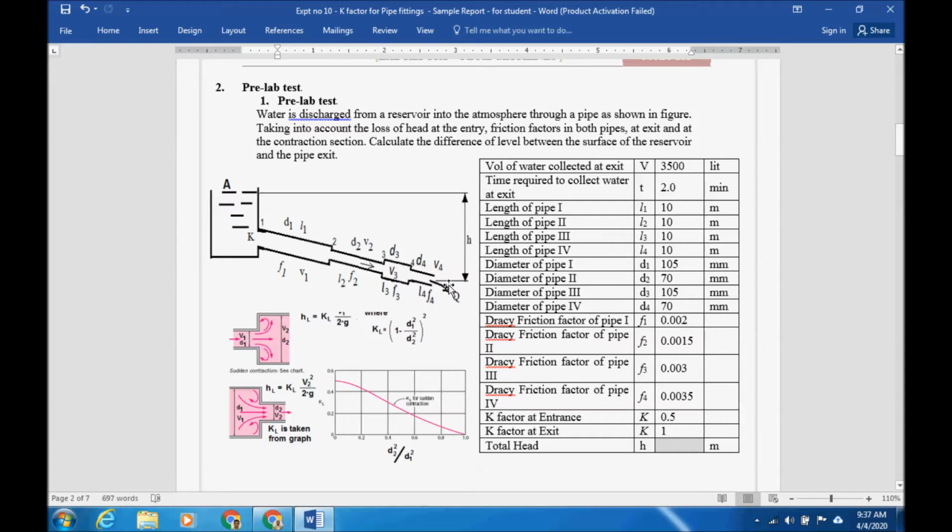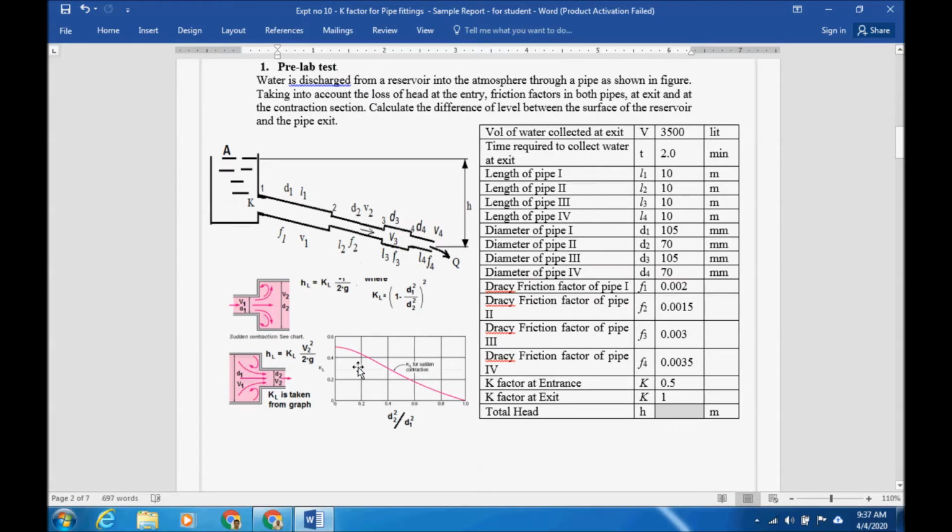So how many losses are there? We will count them here: 1, 2, 3, 4, 5, 6, 7, 8, 9. So we need to find the head losses for these 9 losses. For a sudden contraction, you need to use this formula, where K is found from the graph.